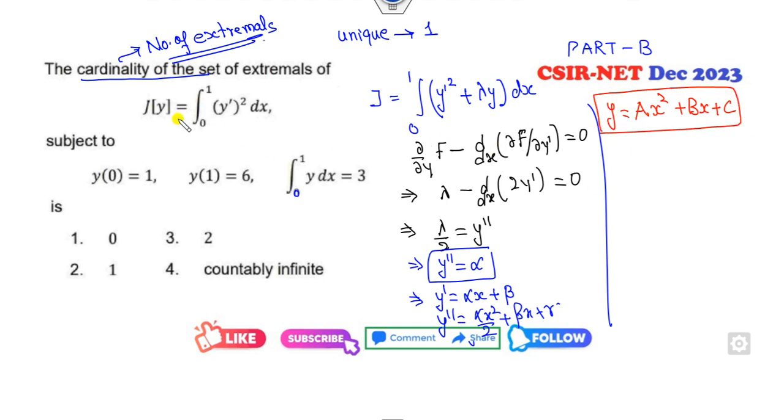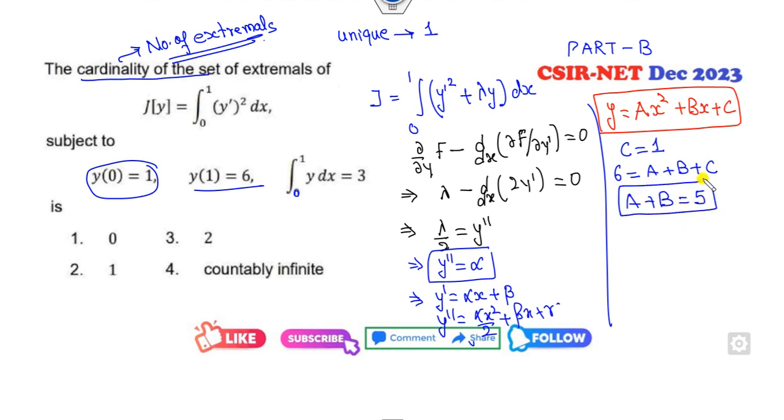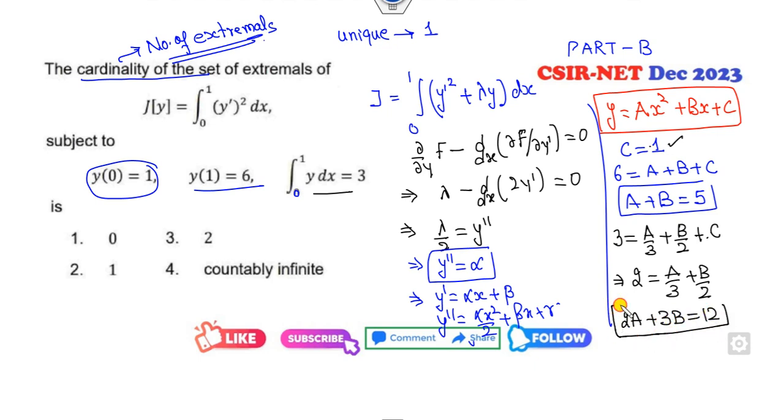Now what is the cardinality? We can decide with the help of a, b and c. So y of 0 is 1, so c will be 1. y of 1 is equal to 6, so 6 will be a plus b plus c. So that means a plus b is my 5. Now the integral of this will be 3, so 3 will be a over 3 plus b over 2 plus c. So c will be my 1. Then 3 minus 1 is 2, so 2 equals a over 3 plus b over 2, or I can say 2a plus 3b is my 12. Clear?